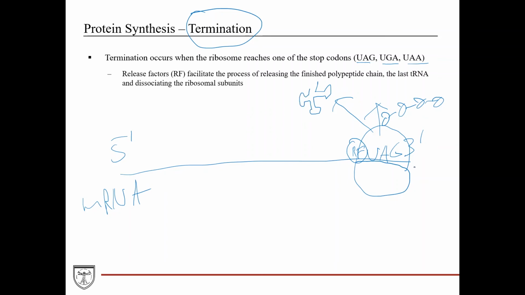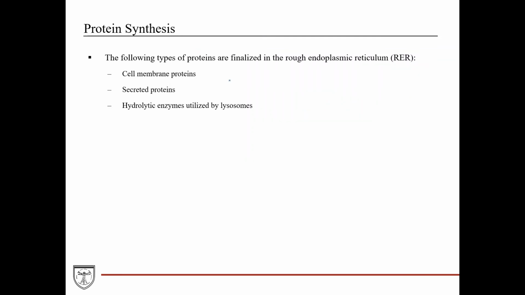And then you have final dissociation of the ribosomal subunits from the mRNA. So the small and the large subunit fall off of the mRNA. And so then you have the free mRNA and the free polypeptide. So again, protein synthesis occurs in the cytosol at the ribosome. And for some proteins, that's only the initial phase. For these proteins, the final phase is in the rough endoplasmic reticulum, or the rough ER. Three types of proteins that this mainly applies to are cell membrane proteins, secreted proteins, and hydrolytic enzymes utilized by lysosomes.